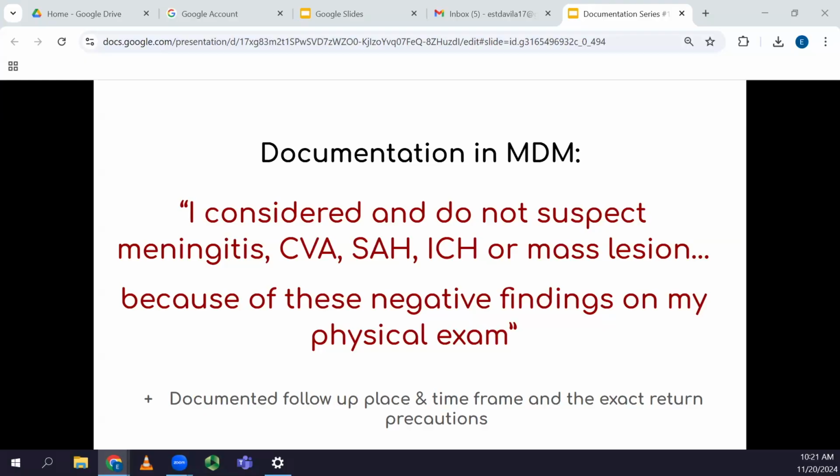So what are your thoughts about this MDM? How do you guys feel about it? Do you feel like this attending documented it well? Is there anything you would have added? Anything you would have taken out?